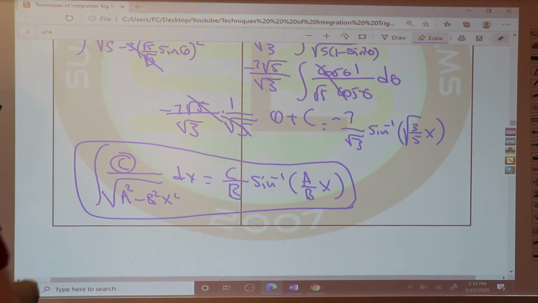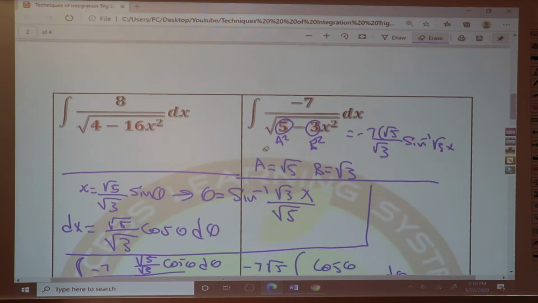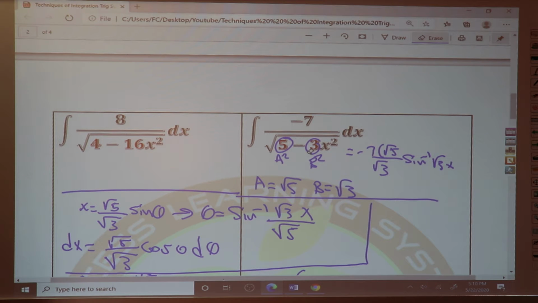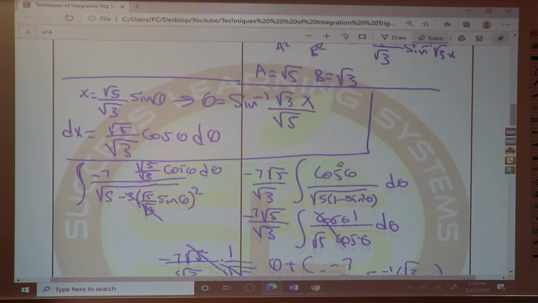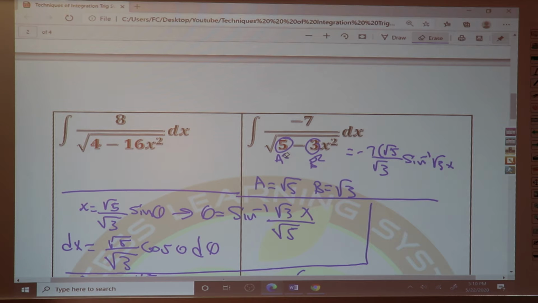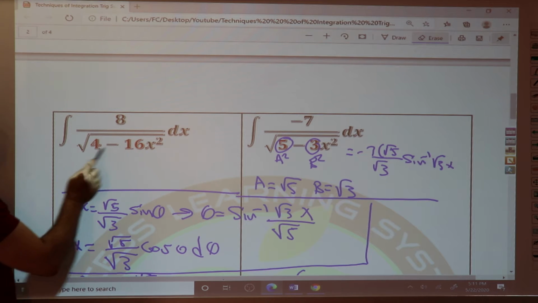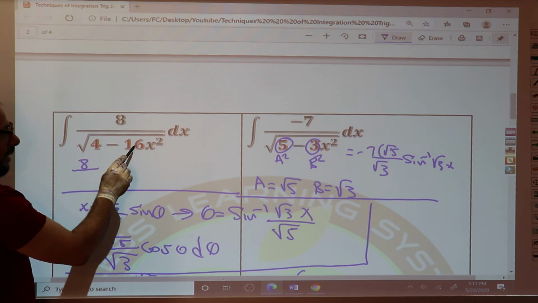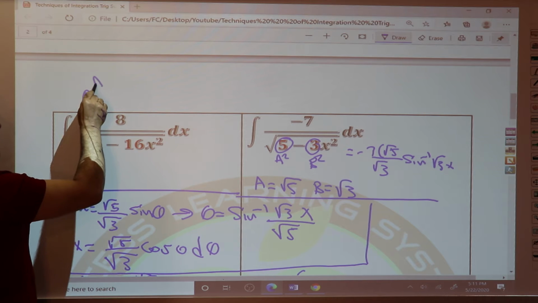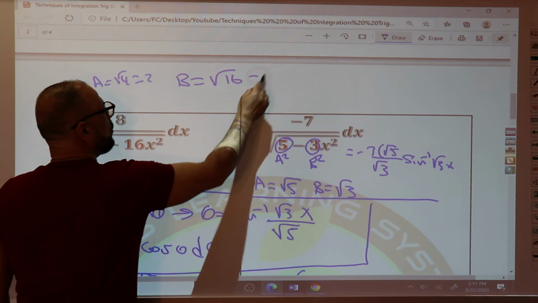C over B sine inverse, which is what we have here. C over B is -7 over square root of 3, sine inverse of square root of 3 over square root of 5. Then for 8, apply this rule. Here A equals square root of 4, which is 2, and B is square root of 16, which is 4.